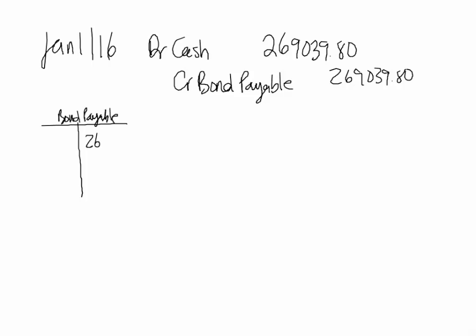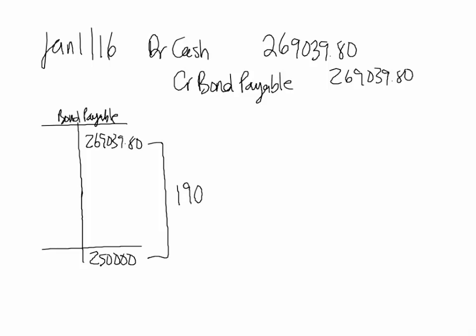Okay, so now if we looked at the T account, we would have the bond payable, and the bond payable would be $269,039.80. Now, in 4 years' time, when the bond matures, how much money are we going to give the investors? Yes, we're going to give them the face value only. So really, the investors paid an additional $19,039.80 for this bond, because they're only going to get back $250,000.